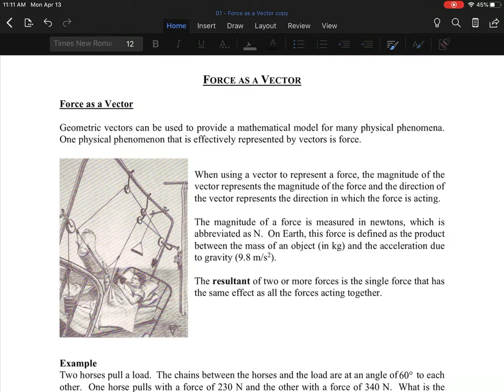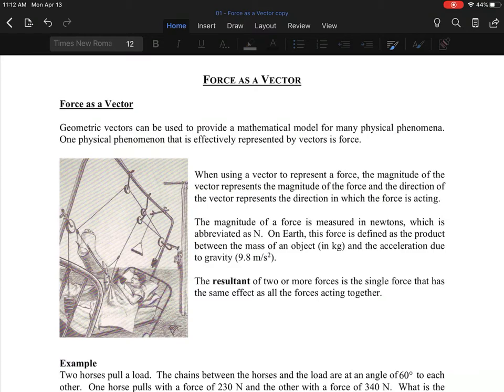When using a vector to represent force, the magnitude of the vector represents the magnitude of the force. Well, yeah, the length of the vector, how long it is, will represent how much force you're pulling with or pushing with. And the direction of the vector represents the direction of the force. Very nice definition and very useful. The magnitude of a force is measured in newtons, which is abbreviated as N. This might be news to some people that haven't taken physics.